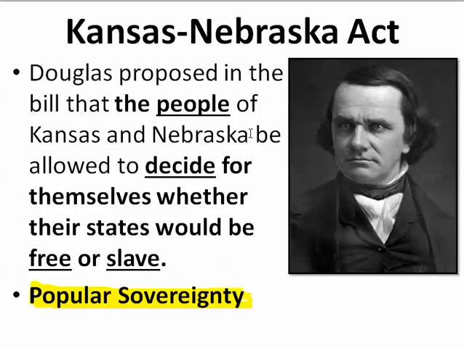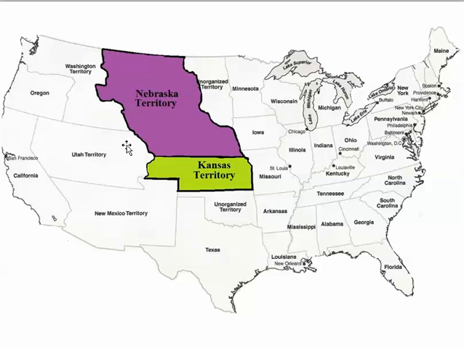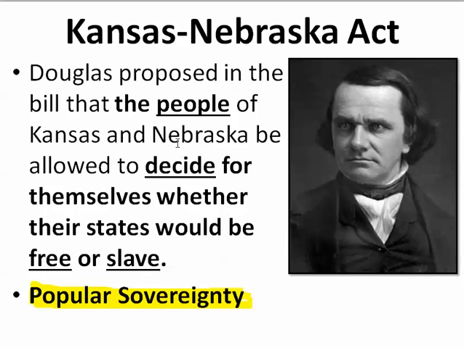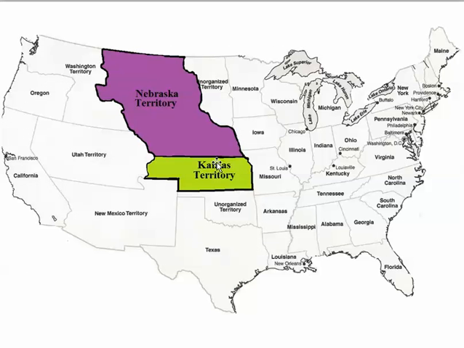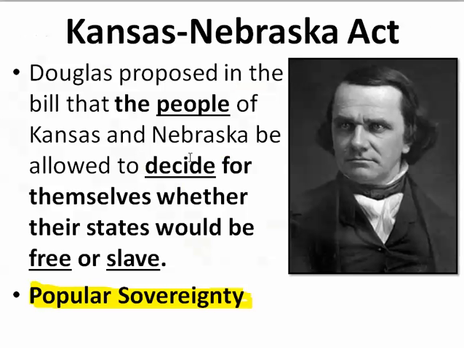Alright, so how did he propose to deal with this Nebraska Territory and Kansas Territory? He proposed in the bill that the people who would move out to Kansas Territory and Nebraska Territory out here, the people themselves in those territories, be allowed to decide for themselves whether their states would be free or slave. We call this popular sovereignty, this term or idea where the people decide for themselves whether they're going to be slave or free.